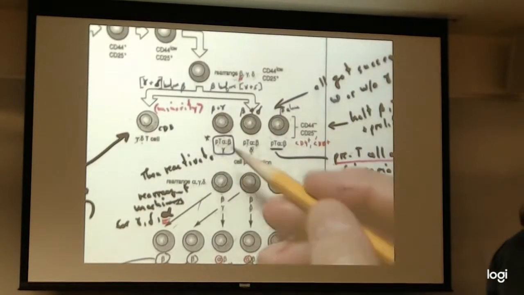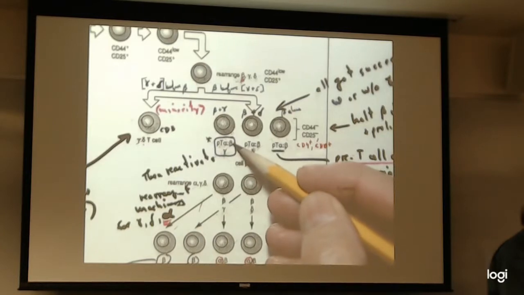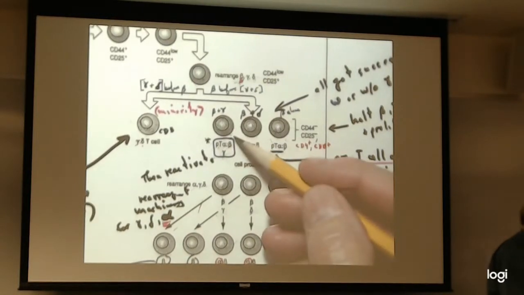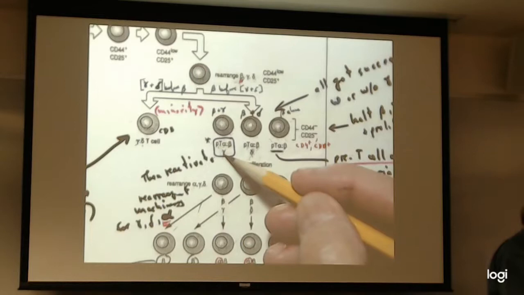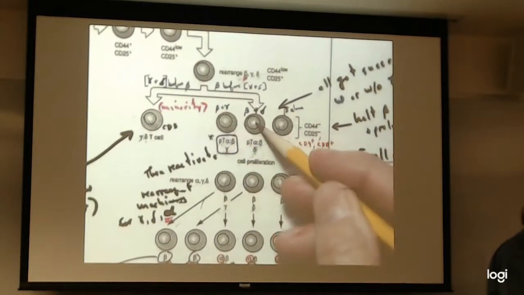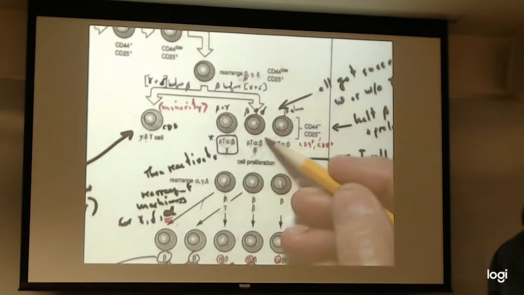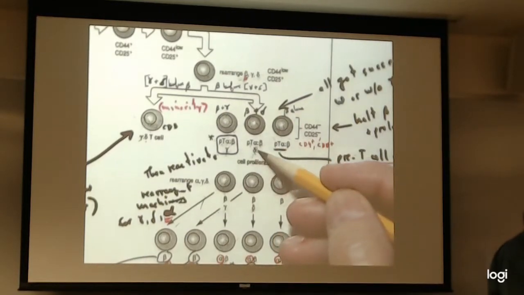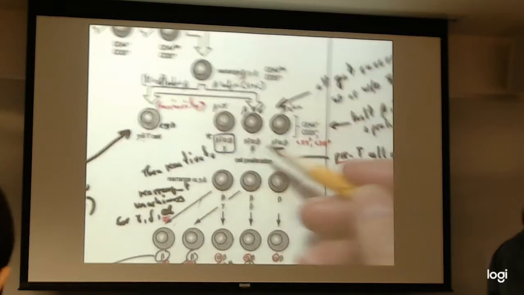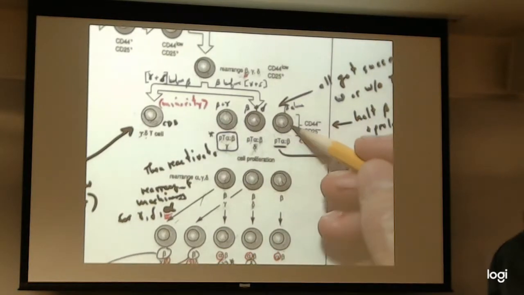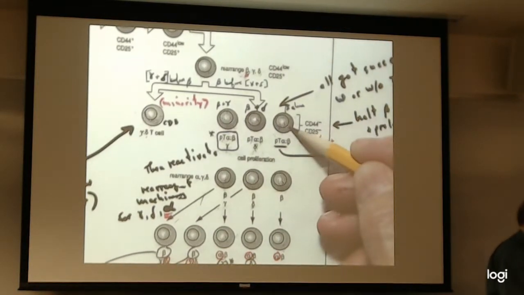so we made a beta chain, but before we made a beta chain, this cell also succeeded in making a gamma chain. Okay. Here's another cell where we've made a beta chain, but before we managed to do that, we made a delta chain. Okay. And then here's a cell where we made a beta chain, but we did not succeed in making either a gamma or a delta.